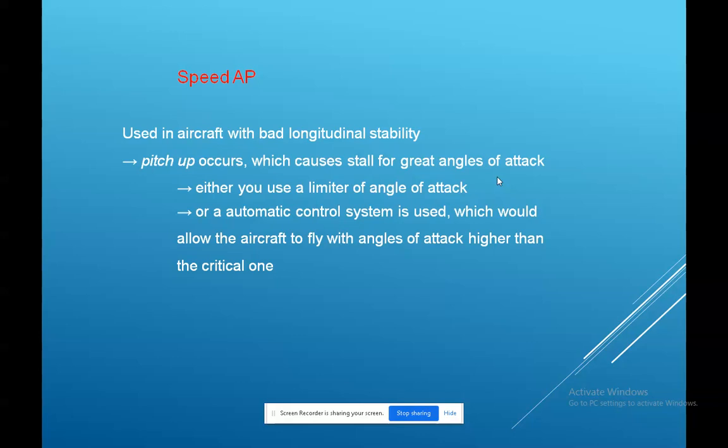The parameters used for maintaining stability are given here. Here you will be limiting the angle of attack to maintain stability in the speed, and it will also allow the aircraft to fly at an angle of attack higher than the critical one. These are the things maintained by your automatic control system.